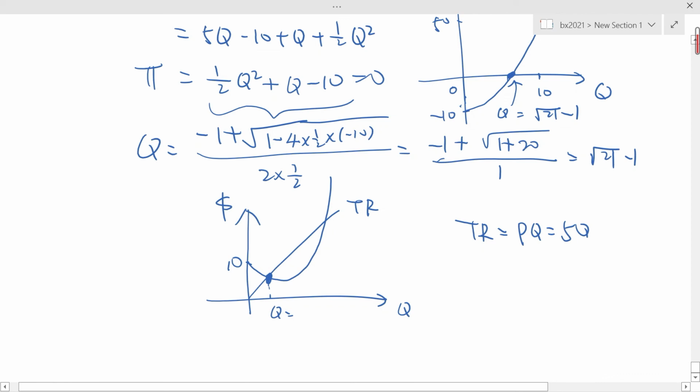All right. Okay. This is how we can use the cost function to find out the profit maximizing level of output and to conduct a break-even analysis.